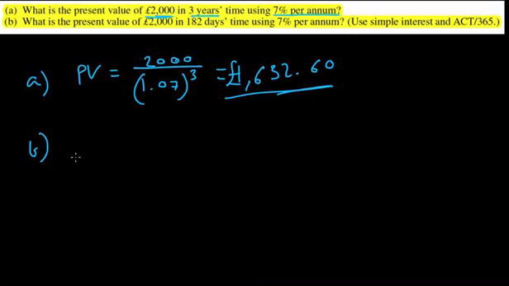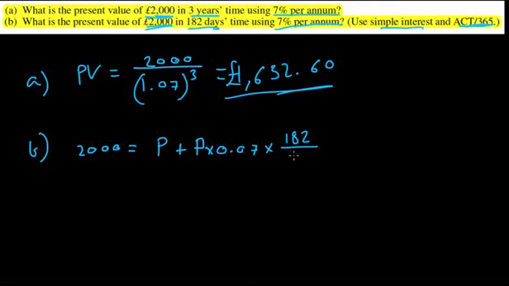Part B now is saying what is the present value of £2,000 in 182 days' time using 7% per annum. And we're assuming there are 365 days in the year and we're using simple interest, so we can't use this formula. So in simple interest, we would have that our future value of £2,000 is going to equal a starting value, the present value, plus some interest component of this present value, which is the present value times the interest rate, 0.07, times some time component, which is 182 over 365.